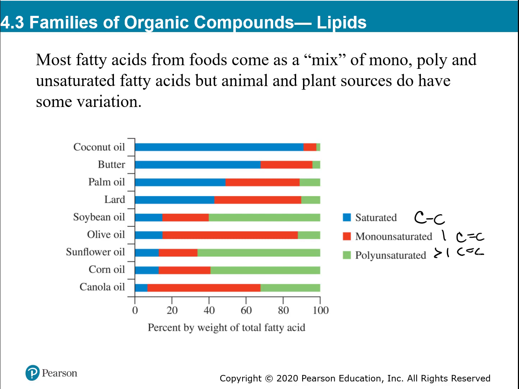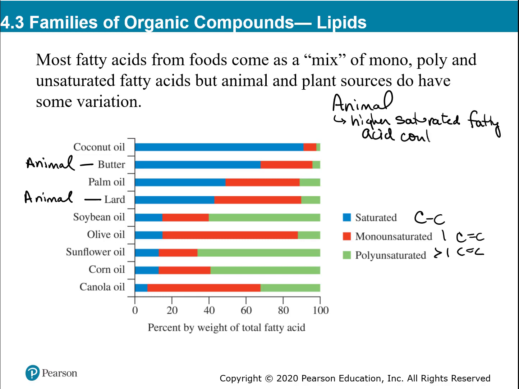So looking at this, where are your animal sources? Lard, because that comes from pigs. And butter, that comes from cows. So you would say that these have a higher percent of what? They have a higher saturated. Doesn't mean they don't have any unsaturated. They have some, but relatively, they have more blue than they have red and green. So they have a higher saturated fat content. Whereas when we look at all the oils, soybean, olive oil, sunflower, corn oil, canola oil, see how low the saturated fat content is? So they're really more a combination of some kind of unsaturated.